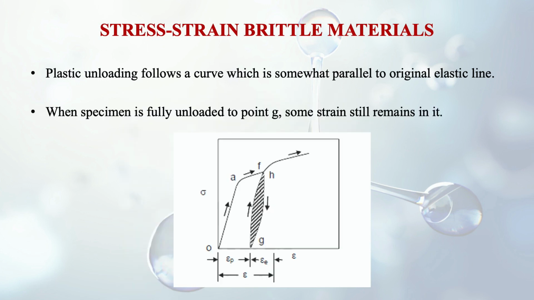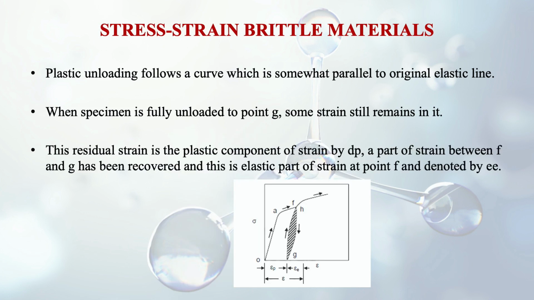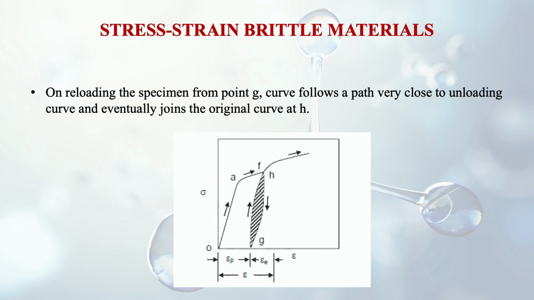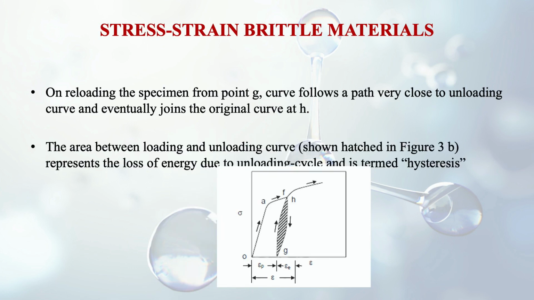When a specimen is fully unloaded to point G, some strain still remains in it. The residual strain is the plastic component of strain. A part of the strain between F and G has been recovered, and this is an elastic part of strain at point F and denoted by EE in the figure. On reloading the specimen from point G, the curve follows a path very close to the unloading curve and eventually joins the original curve at H. The area between loading and unloading curve, which is shown as hashed in the figure, represents the loss of energy due to unloading cycle and is termed hysteresis.